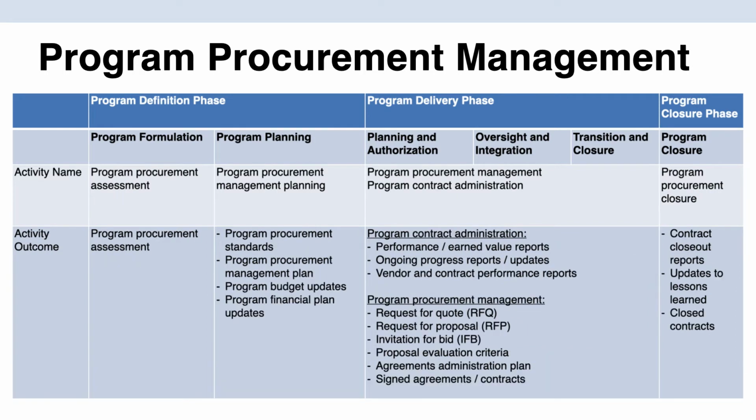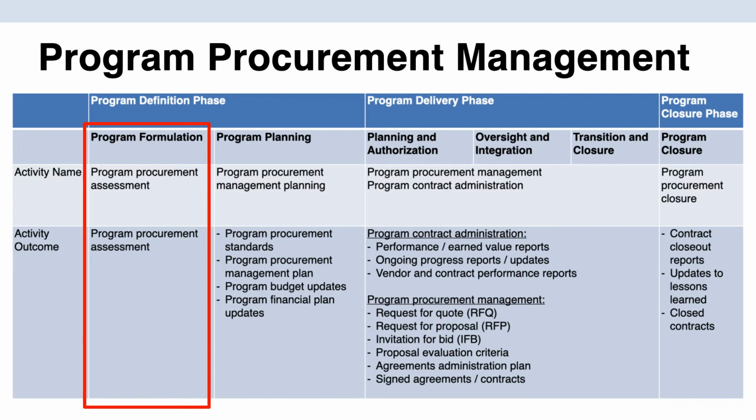Now let's move on to our fifth group, which is program procurement management. This is all about acquiring goods and services from third parties in order to accomplish the objectives of your program. Let's take a closer look now. So we start off with program formulation. This is when we are deciding whether or not we even need procurement on our program. Do we need to get goods and services from third parties in order to achieve our objectives?